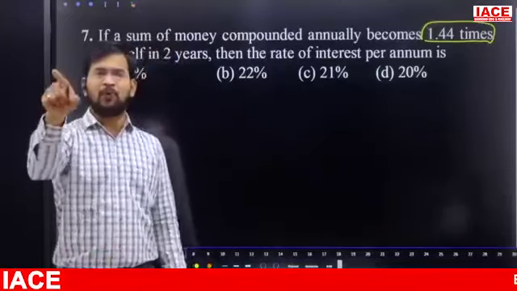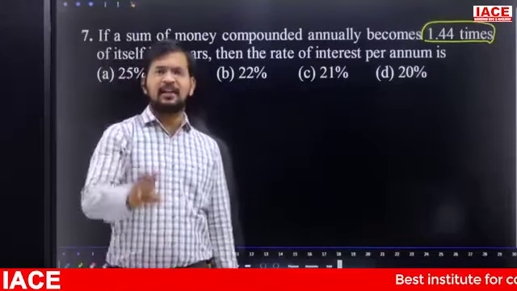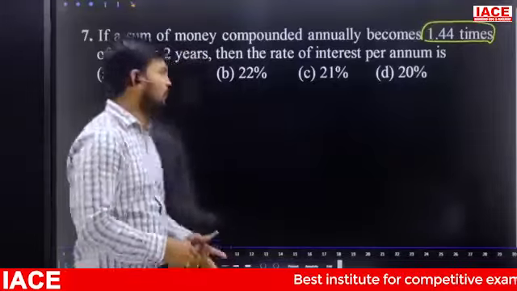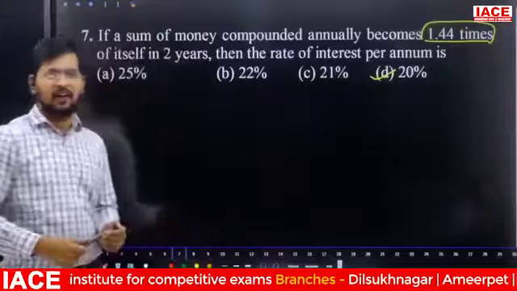So in that 120%, the principal is 100%. Then the remaining 20% is the rate of interest. Therefore the rate of interest is 20%. Option D is the right answer.